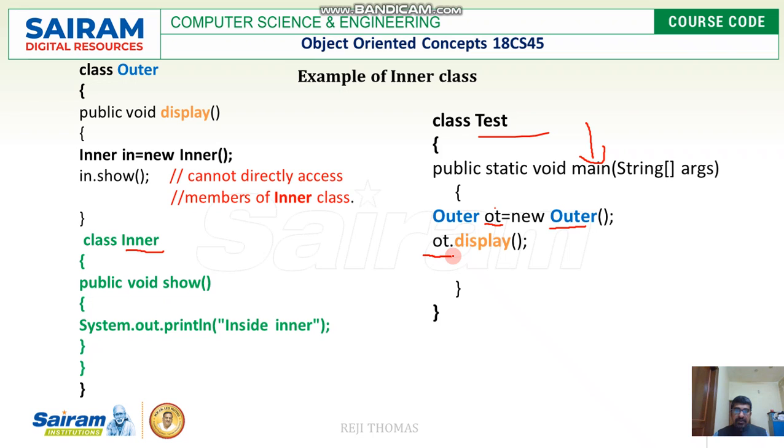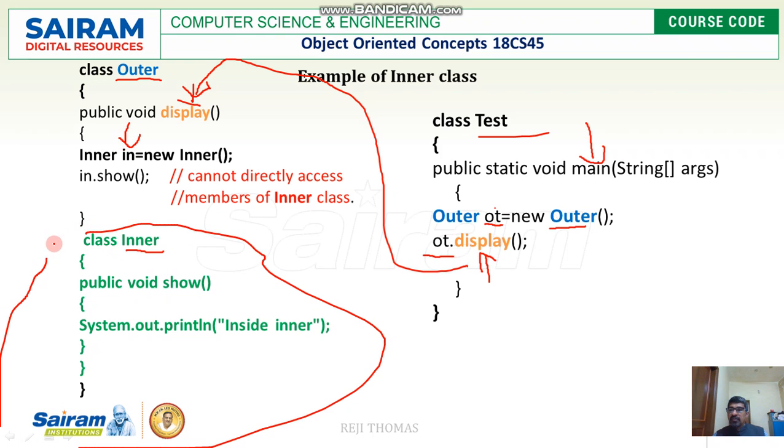Now using this outer class object, I will call the method in the outer class. Display is a method which is there in the outer class, so this is going to invoke the display method. Inside the display, as I told, there is an object for my inner class. I'm talking about this class I've created, and using the object I have accessed the method. So finally, what output is this going to provide? This is going to give the output as inside inner.